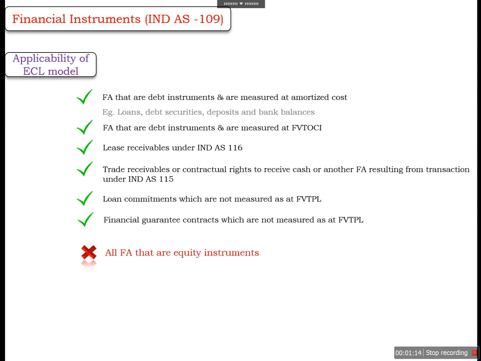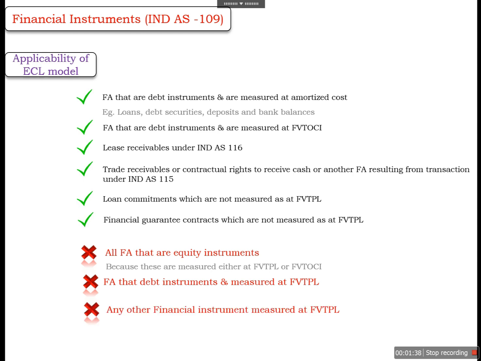Ind AS 109 impairment is not applicable to financial assets that are equity instruments, because these are measured either at FVTPL or at FVTOCI. Apart from it, financial assets that are debt instruments measured at FVTPL are also not subject to the ECL model, and any other financial instrument that is measured at FVTPL is not subjected to impairment requirements of Ind AS 109.